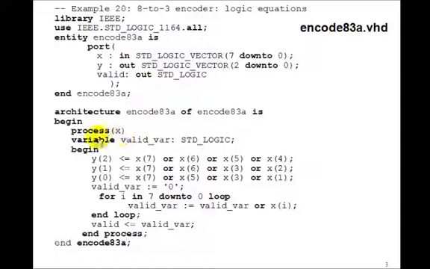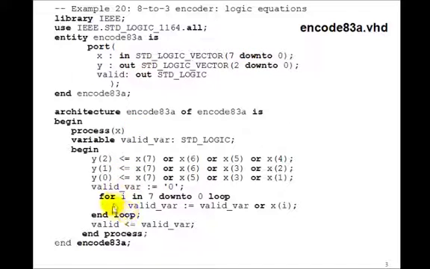So in the process, we'll define a variable called valid variable. The 3 logic equations we can just write in the normal way, but then we'll set valid variable equal to 0, and then we need to check to see if any of the inputs are 1. If any of the inputs are 1, then it's valid. It's only when they're all 0 that it's not valid.